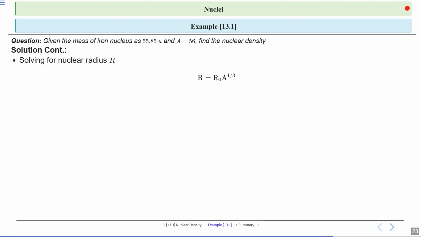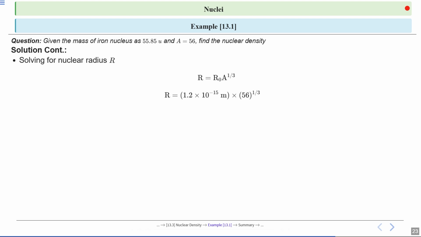First, let's find the radius of the nucleus. The formula we use is R equal to R0 A raised to the power 1 by 3, where R0 is a constant, about 1.2 times 10 to the power minus 15 meters, and A is the mass number. This formula tells us that as the number of nucleons increases, the radius grows, but not linearly. It's proportional to the cube root of A.